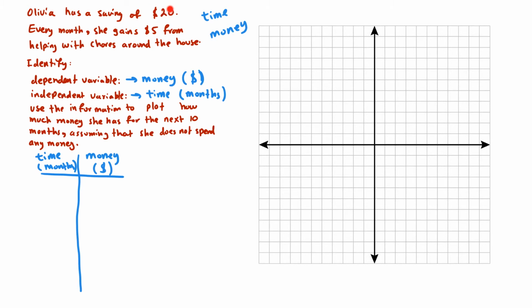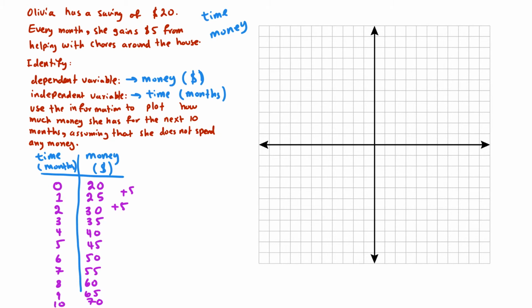Now, at the beginning, at month zero, or at time zero, she actually has $20. So when time is zero, Olivia actually has $20. And after 1 month, she gains $5. So she actually will have $25 after the first month. And then after month two, she will have another $5. So she would have 30. And this will keep going. 3, 4, 5, 6, 7, 8, 9, and 10, and she will have 35, 40, 45, 50, 55, 60, 65, and $70 after 10 months, or when 10 months actually reaches.